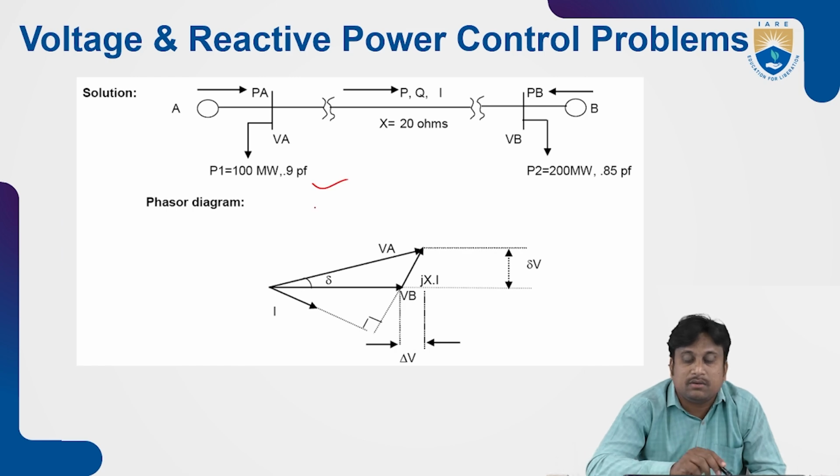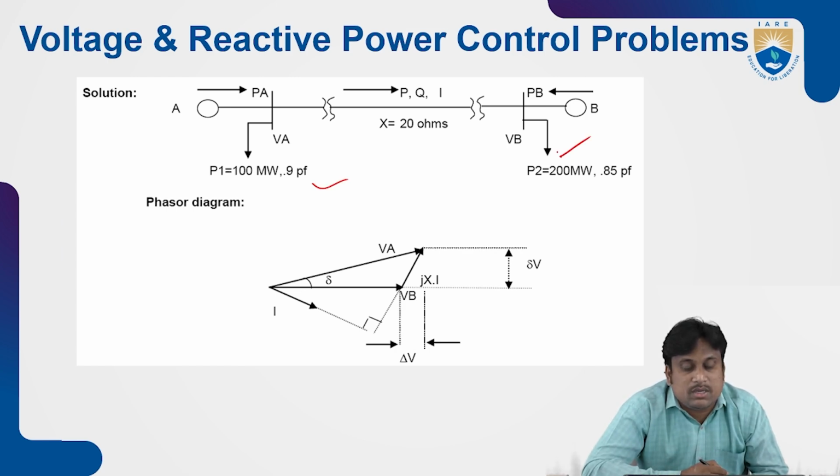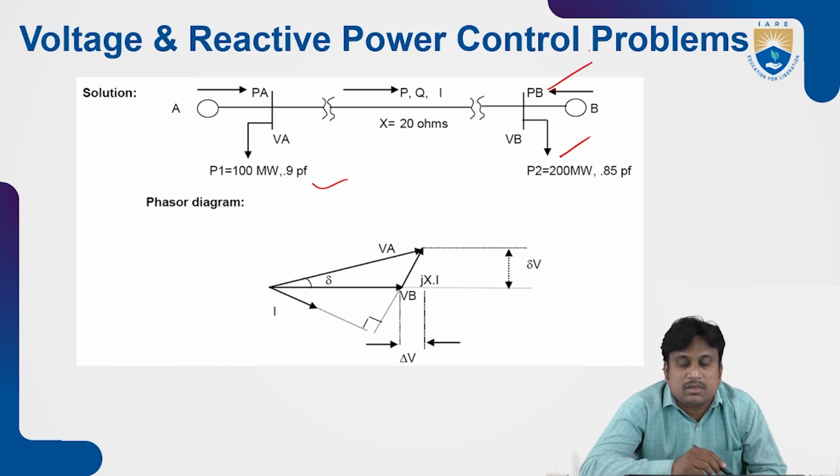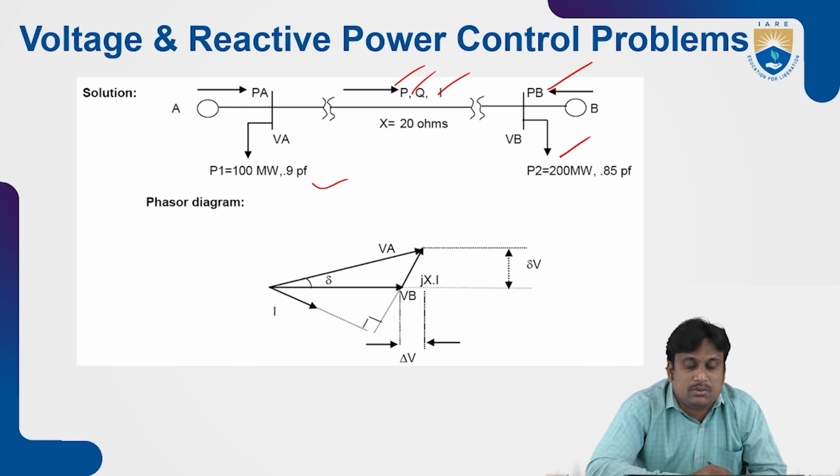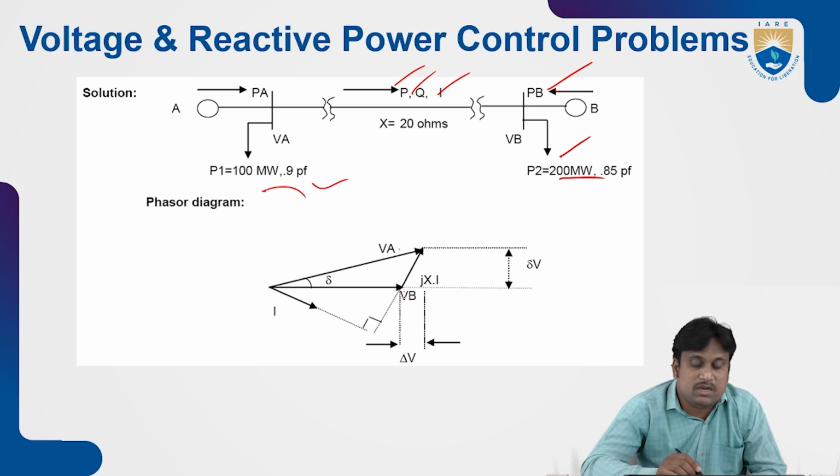The solution is here: P1 and P2 with these two bus bars A and B. PA will be the power at point A and PB the power at point B, with VA and VB the two voltages. Real and reactive power components are determined, with reactance 20 ohms, the first power component 100 megawatts and the second 200 megawatts. With this, the phasor diagram can be drawn with respect to VA and VB. The power angle delta may be derived from the drop jX I, and this difference is delta V. The current drawn is shown here, and with this delta V we can adjust the required value.